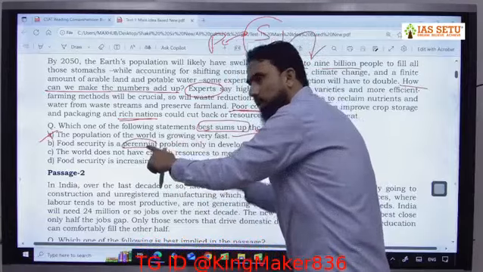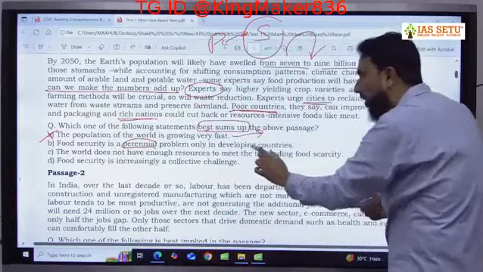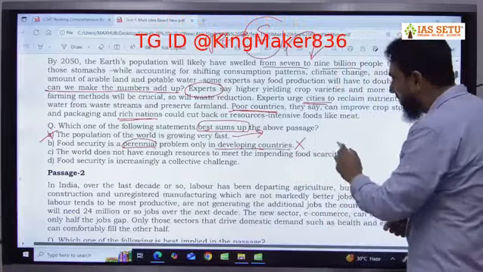So please notice this word. It has been inserted deliberately. Perennial problem यहीं से भगा दो इसको. Only in developing ये तो और बड़ी गलती है. Only in developing countries left out. We are left with C and D.